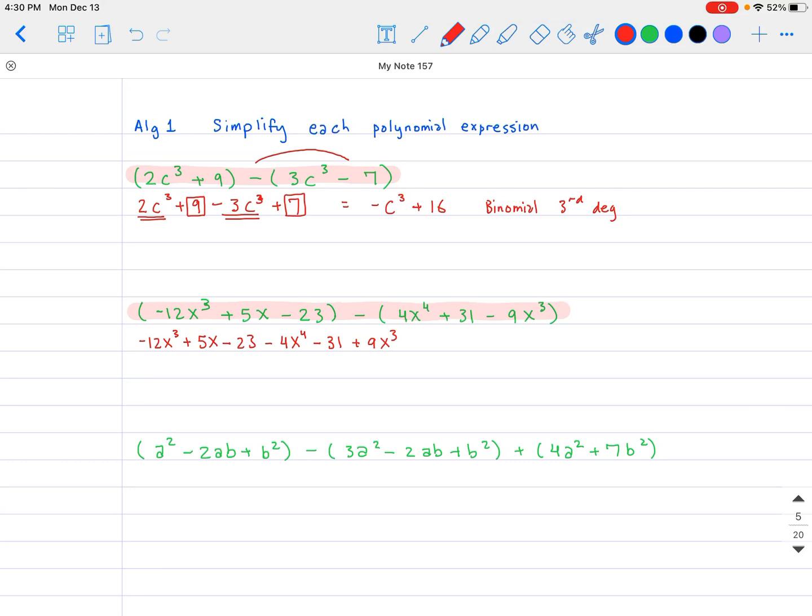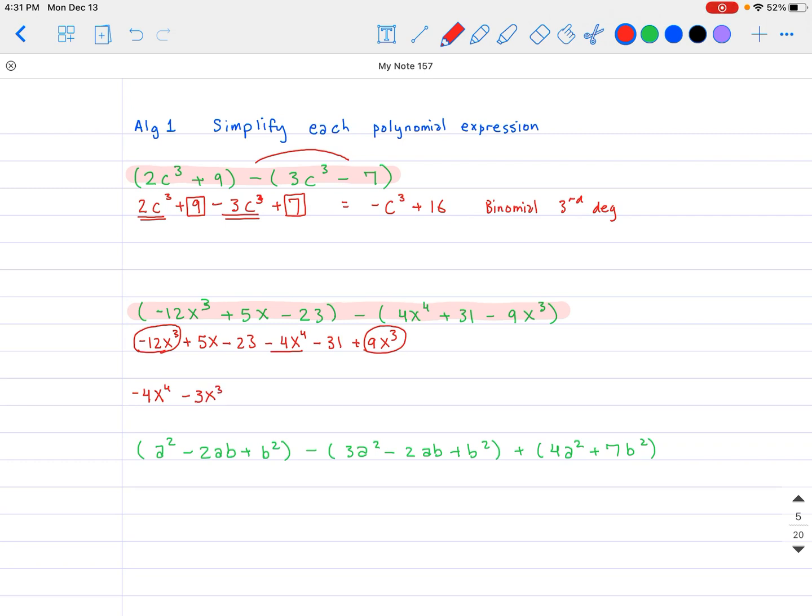The next part is we're going to combine like terms, and we're going to put it in descending order just like before. The first part, I noticed that we have negative 4x to the fourth, so I'm going to just write that, negative 4x to the fourth. Is there anything that's cubic? Yes, there are. The first term is negative 12x cubed, and then we also have 9x cubed. If we add those two together, that gives us a total of negative 3x cubed.